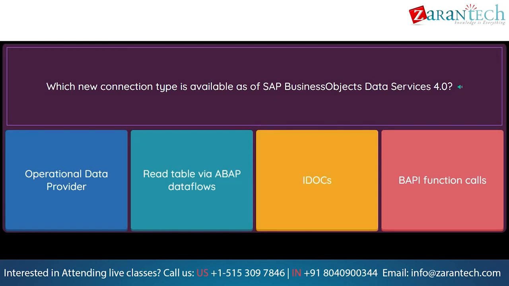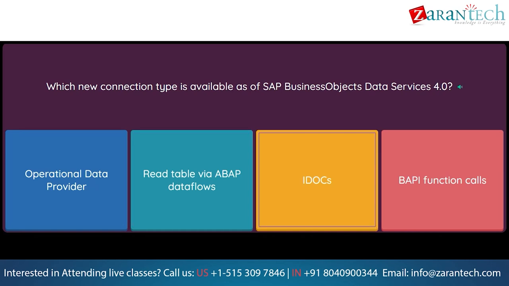Question: which new connection type is available as of SAP Business Objects Data Services 4.0? Option 1, Operational Data Provider. Option 2, Read Table via ABAP Data Flows. Option 3, IDocs. Option 4, BAPI Function Calls.